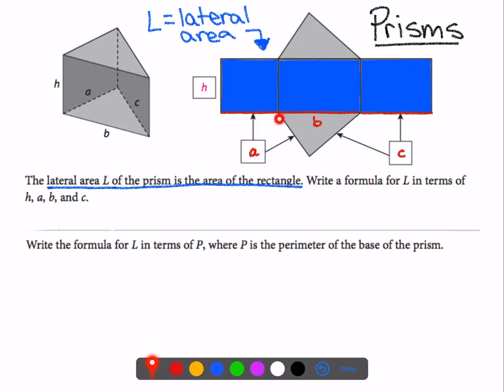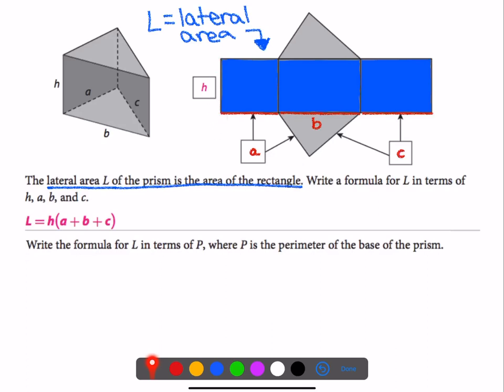So, I just add all 3 of these, A, B, and C, and that gives me the total length, and multiply it by the height. So, our lateral area is equal to the height multiplied by the lengths A, B, and C in this case. Now, if we were to have, say, a cube or a rectangular prism, I'd have 4 of these instead. So it just depends on how many sides our base has, which should depend on how many sides our nets have. So, we can also say our lateral area is equal to the perimeter, which is A plus B plus C, times the height of our prism. And that's one way for you guys to think about lateral area of prisms.